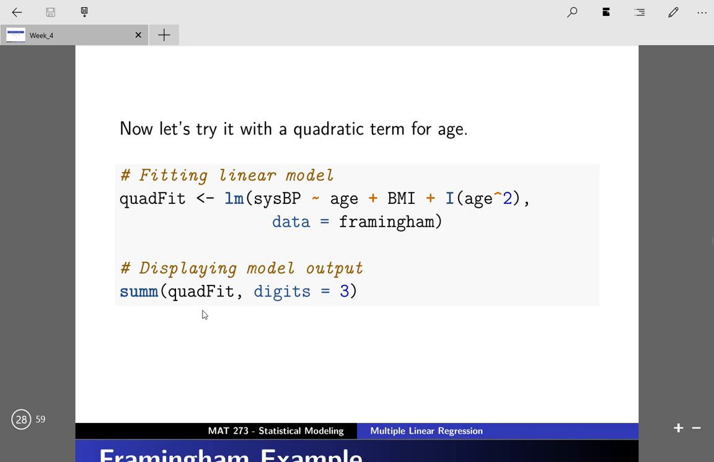And again, we can get the regression model output for this corresponding fit. We'll continue talking about this next time, but that's it for this video.